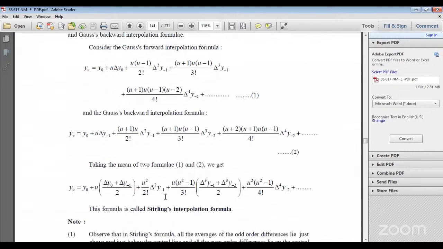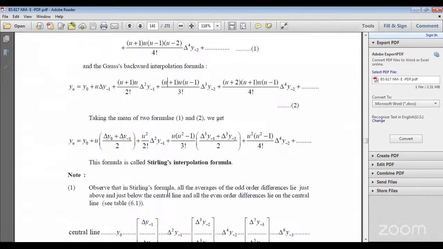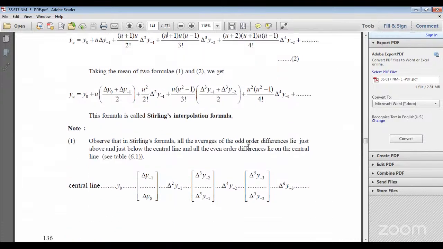So therefore, taking the mean of the two formulas, we get y naught plus u into (del y naught plus del y minus 1) by 2, plus u square by 2 factorial del square y minus 1, plus u into (u square minus 1) by 3 factorial into (del cube y minus 1 plus del cube y minus 2) by 2, plus u square into (u square minus 1) by 4 factorial del 4 y minus 2. This formula is called the Stirling interpolation formula.